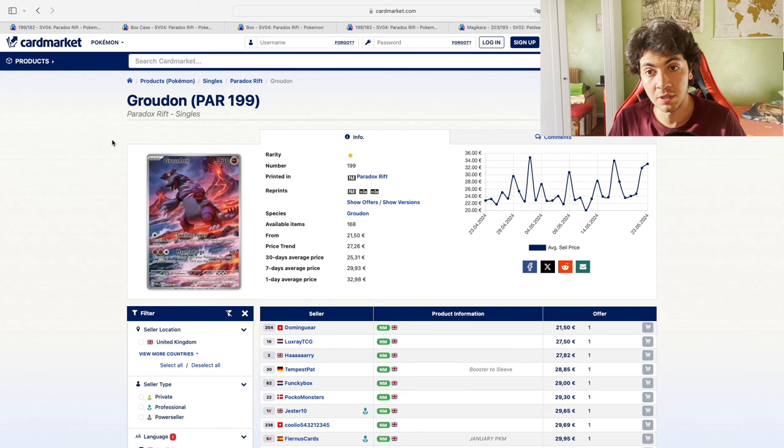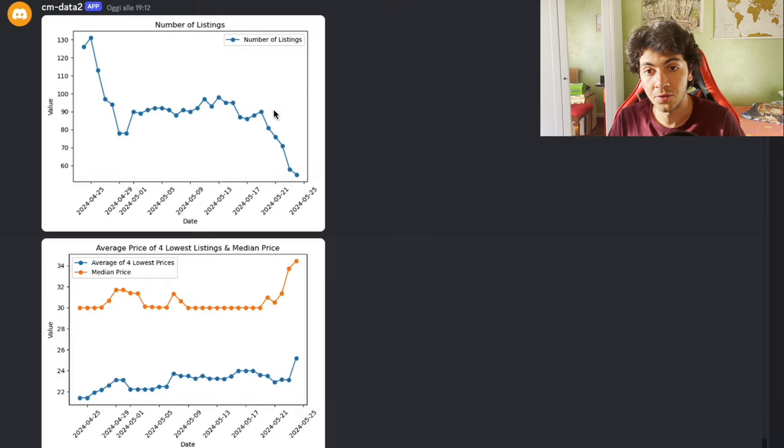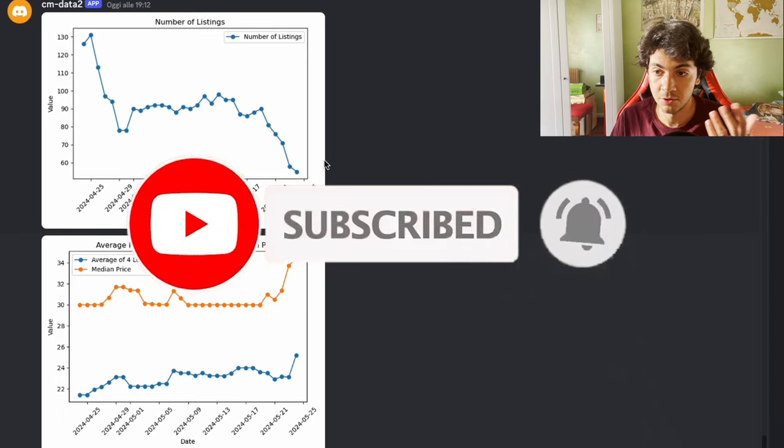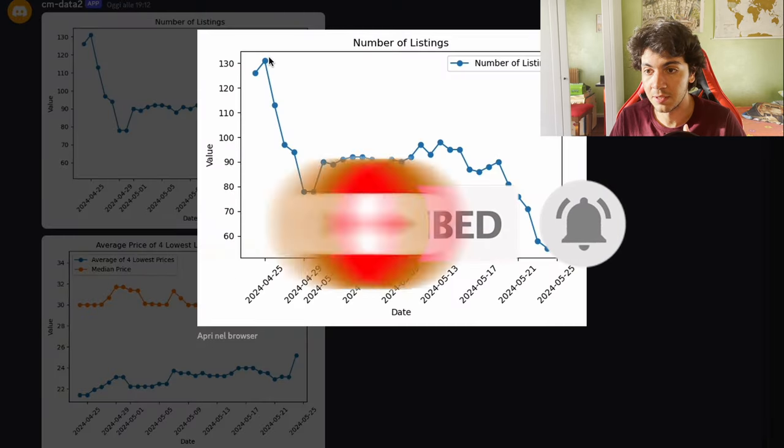Before we move into sealed, let's take a look at the supply in the European Union. So again, this is the Discord bot that is available for free in the Discord. If you want to utilize it, you just need to join. And this is the supply for Groudon.